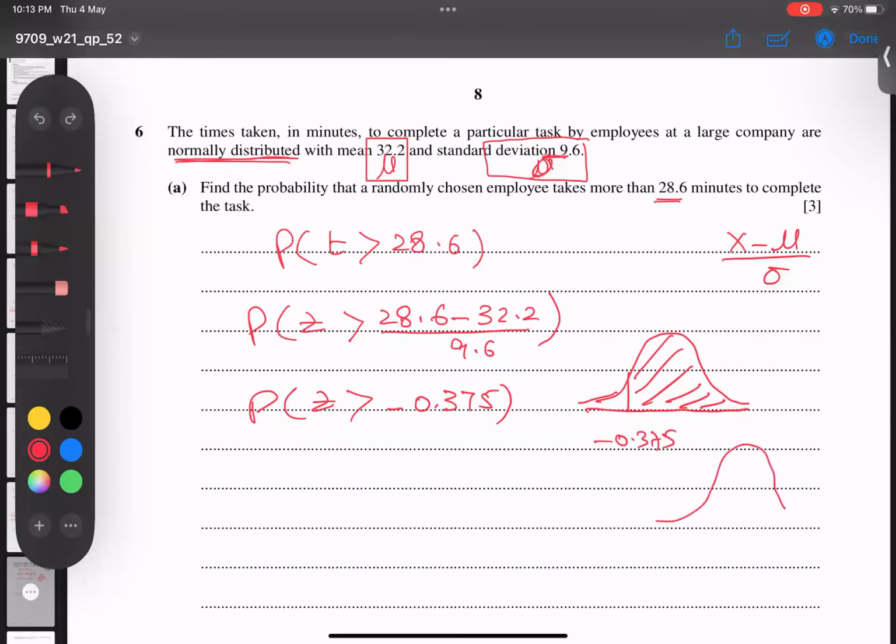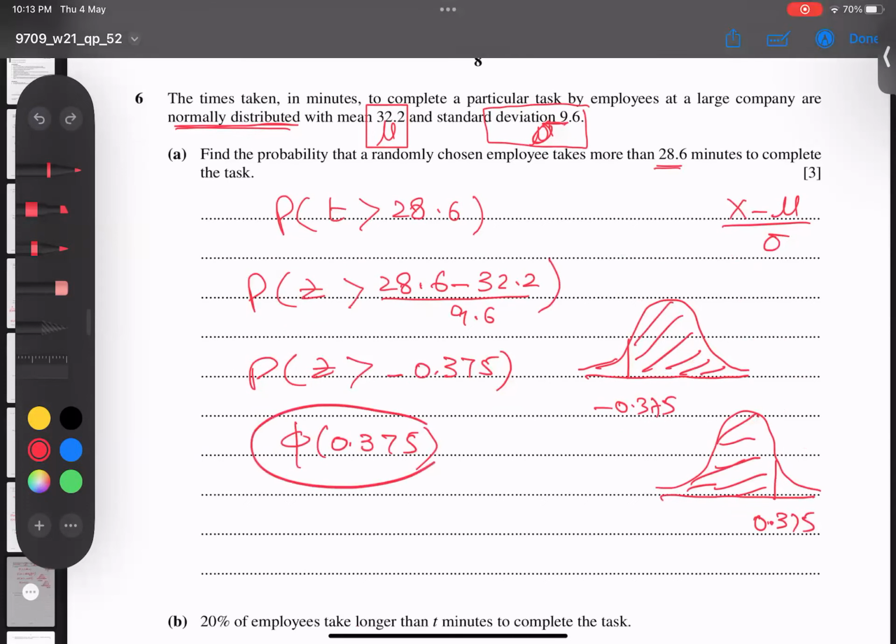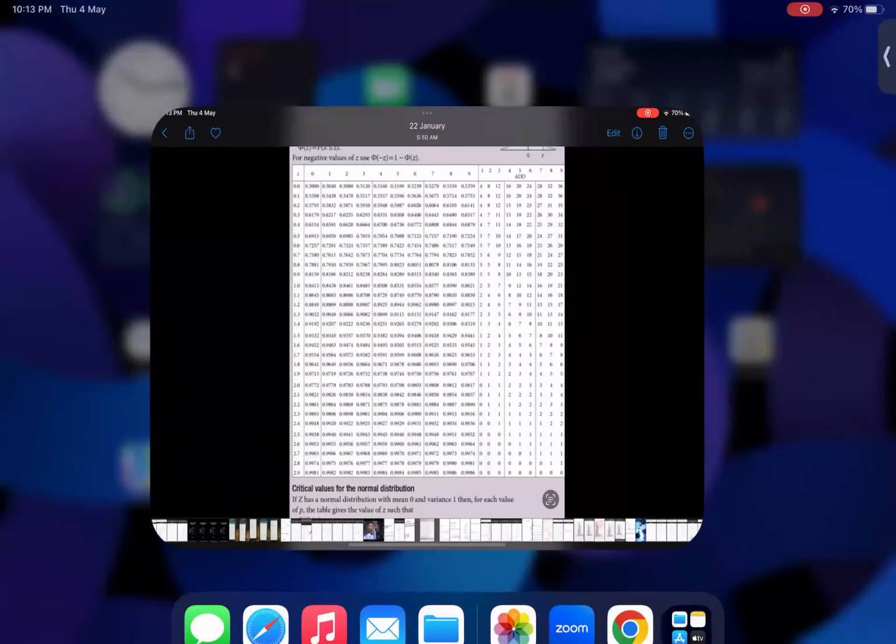I will draw the same shape, but because the bell shape is symmetrical, this area and this area are equal. So this means phi of 0.375. This is the methodology to remove the negative sign. Now I'm going to check the value from the normal distribution table.